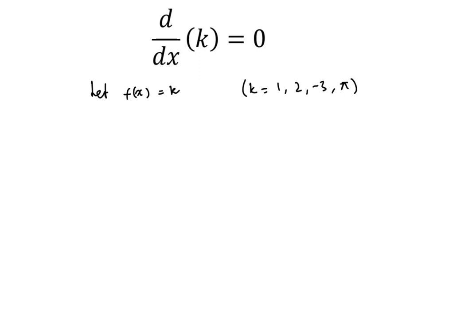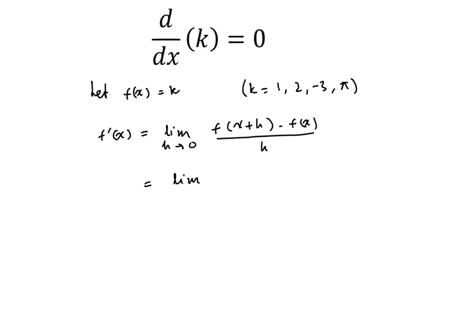Okay, so from the definition, we have f dash x is equal to limit as h approaches 0 of f of x plus h minus f of x, whole divided by h. So here we have one further to get limit as h approaches 0.